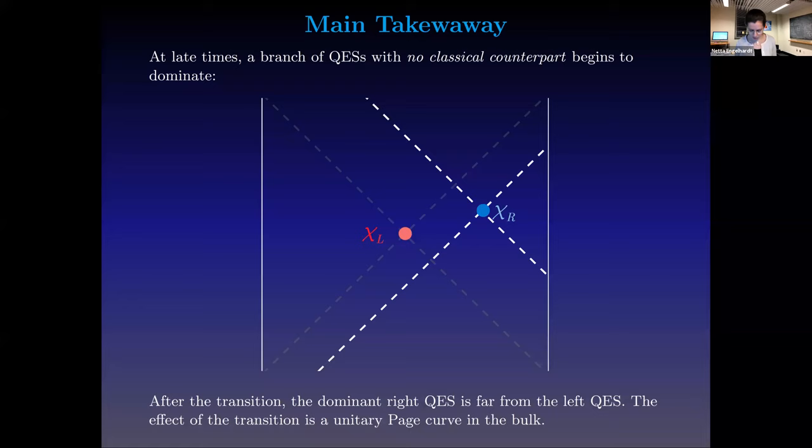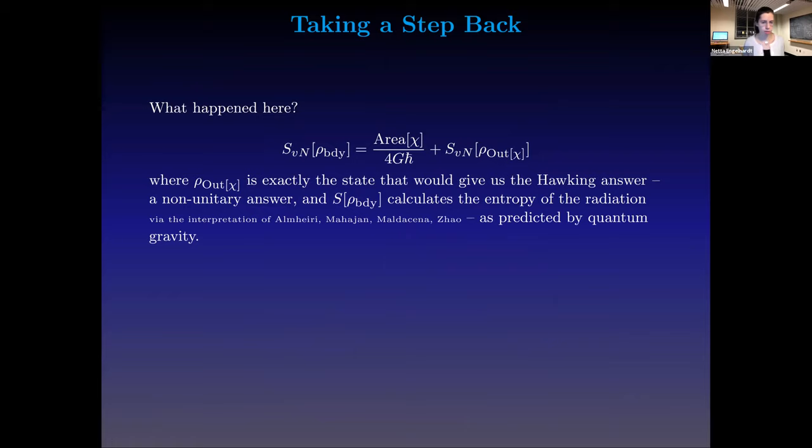All right, so this is most of the background. Now let's take a step back for a minute. What happened here? We took a purely semi-classical formula, area and entropy of quantum fields. This is perturbative, and we have not used anything but non-perturbative quantum gravity here. In particular, the state rho out is exactly the state that would go into the Hawking formula. That would give us a non-unitary answer, but somehow we've corrected it so that this entire quantity here, again, computed semi-classically, is giving us unitary.